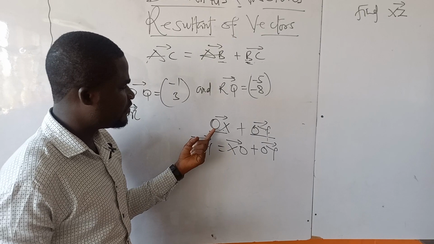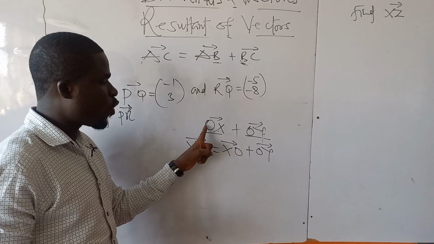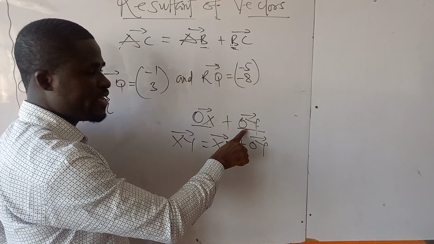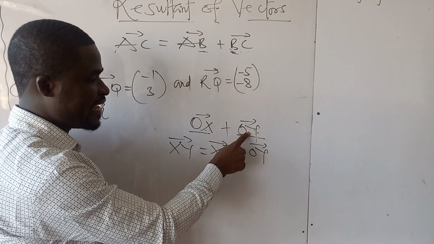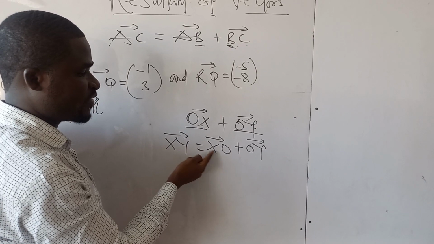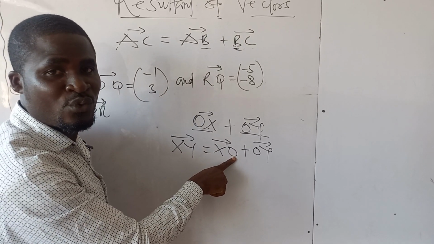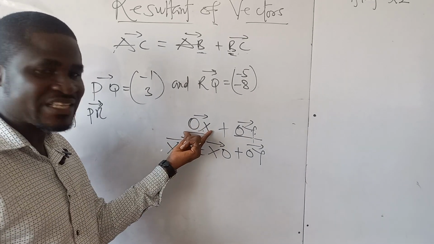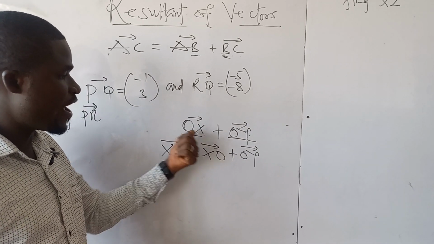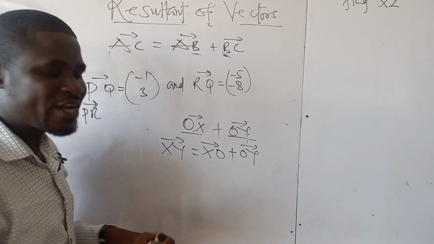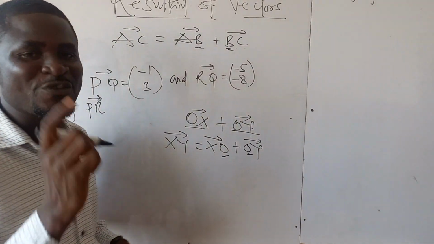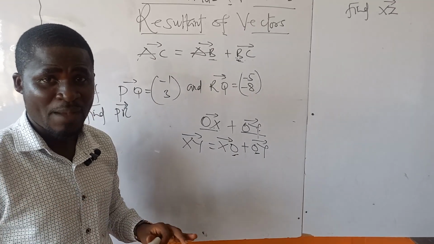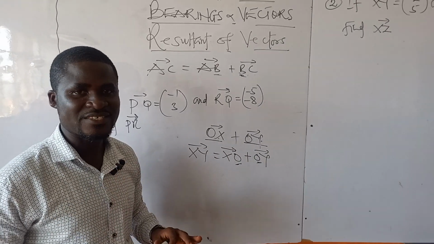Now look at this vector. It is OX. But when you come here, we have O here. So if I have O here, then the inner variable of this should also be O. That's why I reversed this vector. So instead of OX, I had XO, so that the inner variables will be the same. That's all about the resultant of vectors.